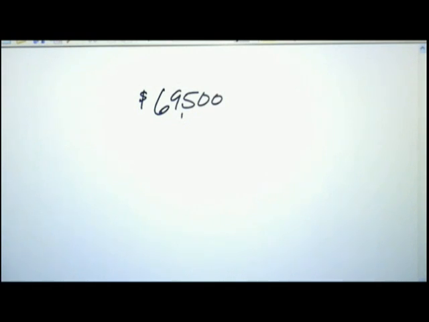So if I thought about it, the fact that the comparable is older makes it inferior to the subject property. So since it's inferior, I'm going to add those $2,000. That brings me up to $71,500.